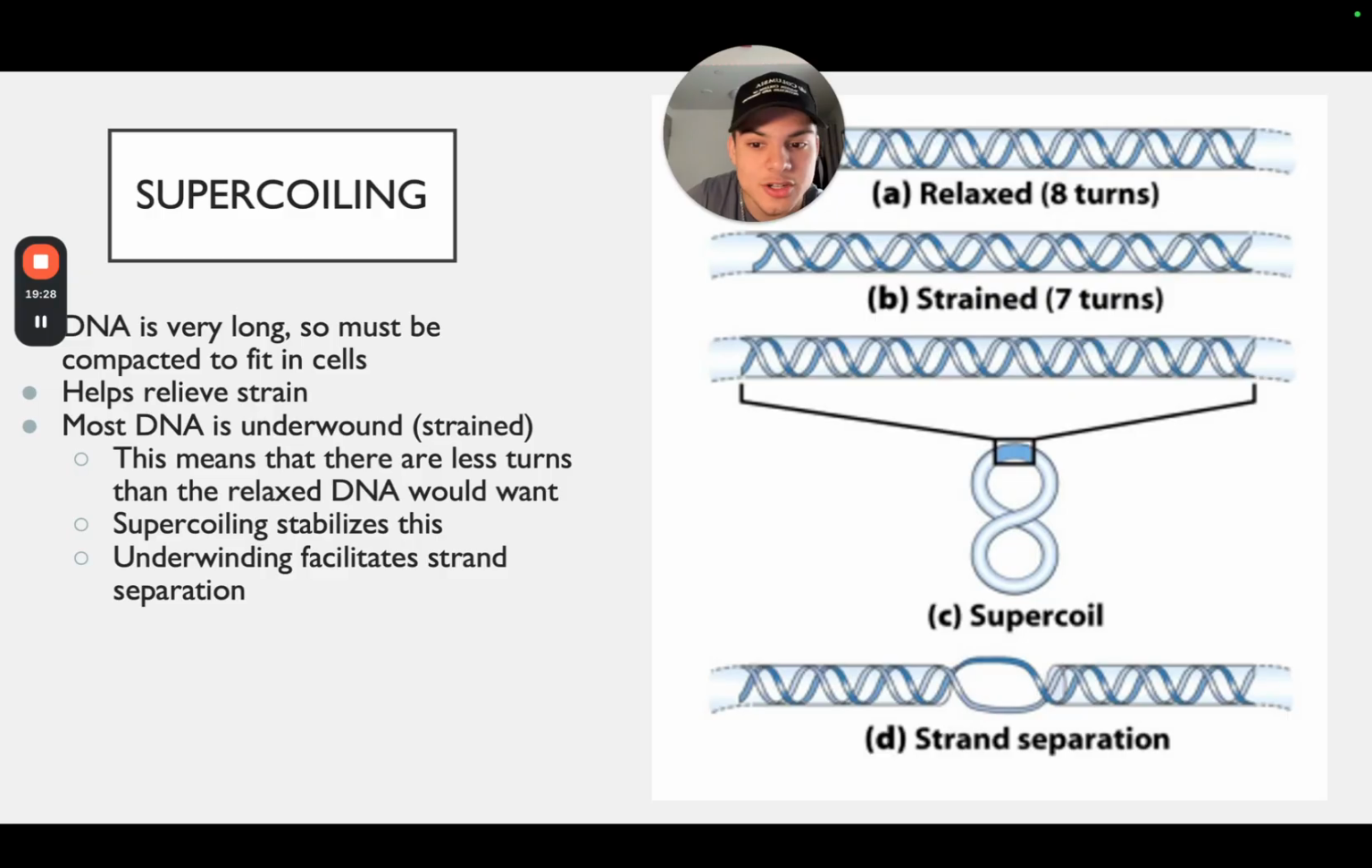And so underwinding facilitates strand separation is what I really wanted to emphasize. Whenever we have euchromatin, which is expressed parts of the DNA, euchromatin is going to be underwound, which just means that the strands are going to be separated and replication can take place. But in cases where we have heterochromatin, parts of the DNA that are not expressed, those are going to be wound and in the relaxed state, and so the strand separation is not going to occur.